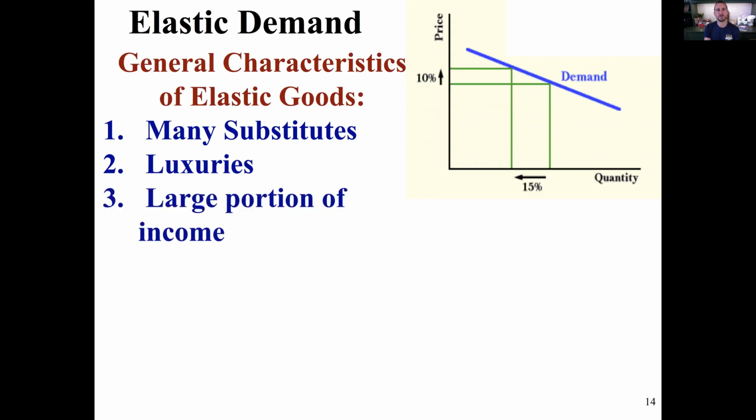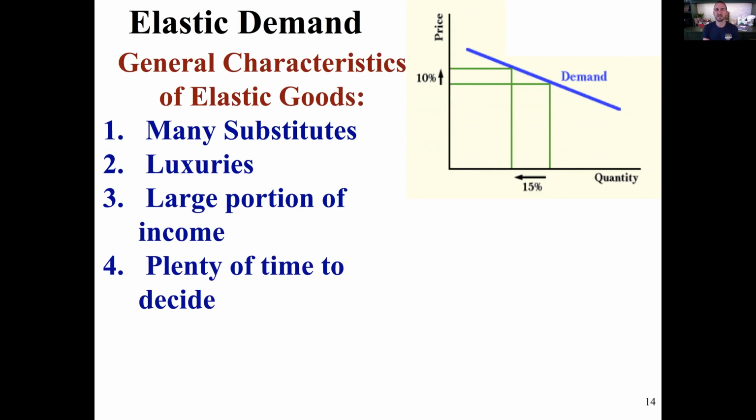If it's a large portion of your income, so go back to what I said, if something goes from $2 to $4, that's a 100% increase in the price, but whatever, it's not that big of a deal in terms of your overall world. Well, if a car goes from $30,000 to $60,000, it's still a 100% increase, just like $2 to $4, but that makes a lot bigger difference with your overall income. So the bigger the portion of your income, everything else equal, the more elastic the good is going to be.